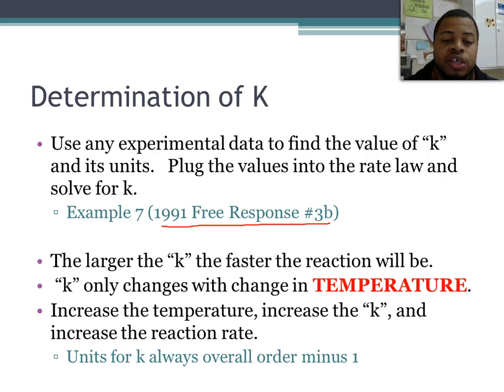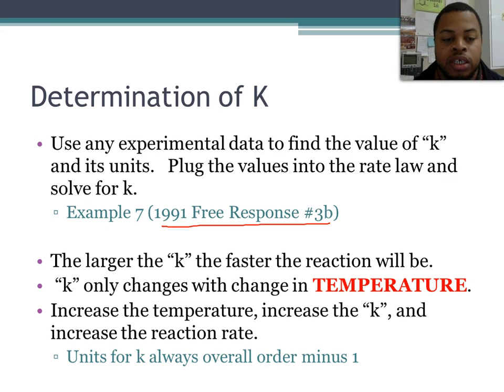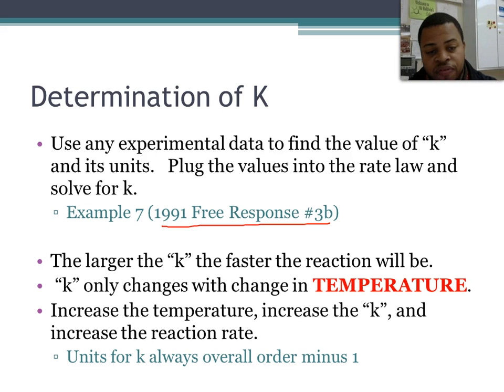Now, the larger the k value, the faster the reaction will be. So if it's very, very small, it's a very slow reaction. If it's a very large number, it's a fast reaction.